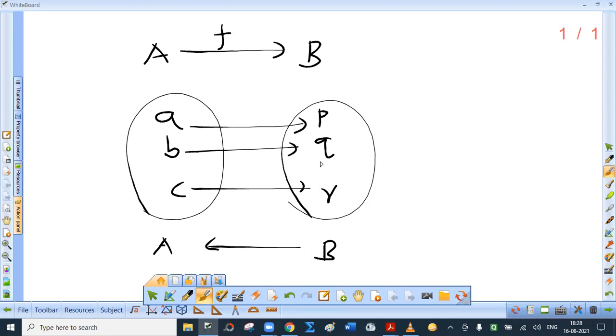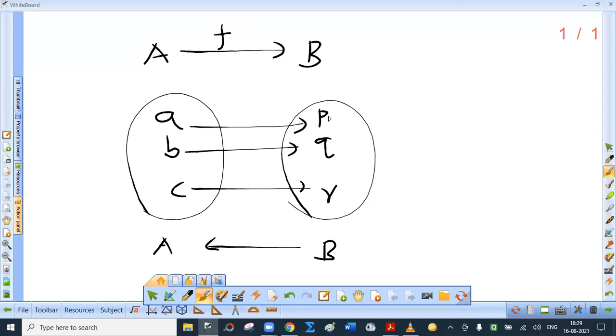Actually, there are two types of functions, 1-1 and many-1. This is not many-1 because many are not associated with 1. 1 is associated with 1. And this is not only 1-1, but it is onto also. What do you mean by onto?